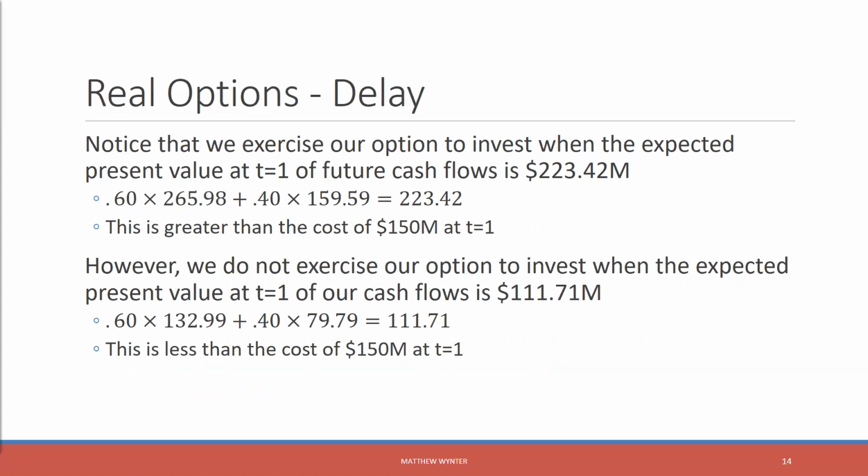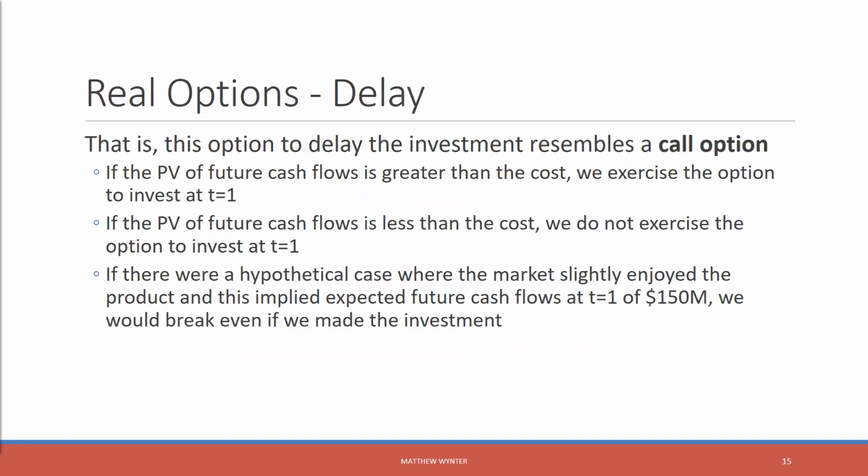However, we do not exercise our option to invest when the expected present value at time t of our cash flows is 111.71 million. Why? Well, that's less than our cost of 150 million at time t1. So what is this? The option to delay is the present value. If the present value of future cash flows is greater than the cost, then we're going to exercise the option to invest. If the present value of future cash flows is less than the cost, then we do not exercise the option to invest at time t1.